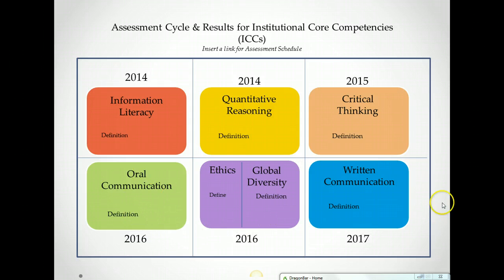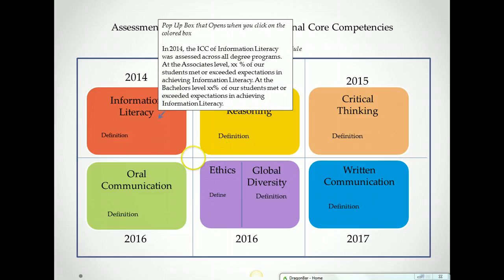So we note here that each one of these boxes is color-coded, and the time that they were most recently assessed or will be assessed in their schedule is on this page, but the link for the assessment schedule will show where they occur in their 5-year given cycle. So when you click on the box, and by the way, the definition of information literacy will be included in its box, the definition for quantitative reasoning. Each ICC's definition will be included inside the box. It was just too small to do it in this PowerPoint.